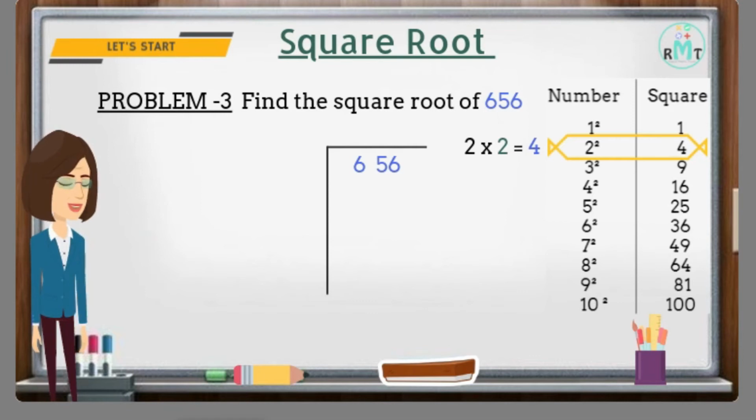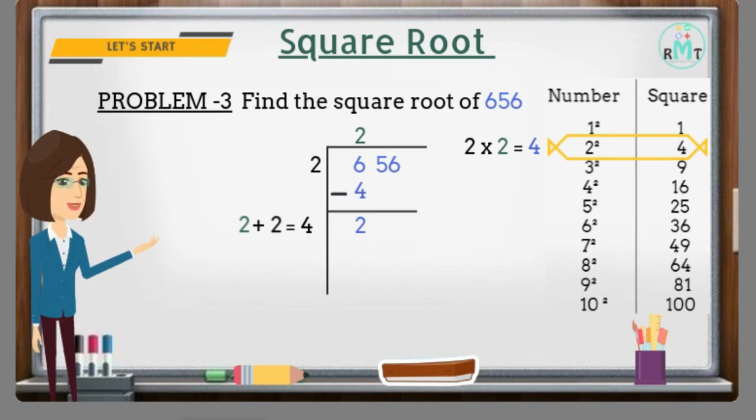Next, we put 2 in the divisor column and 2 in the quotient column and write their product 4 below 6. Now, we subtract 4 from 6. We get remainder as 2. Next, we add the quotient 2 with divisor 2 and make it 4. Next, the remainder 2 cannot be divided by 4. So we bring down the next group of digits 56 and make it the new dividend.